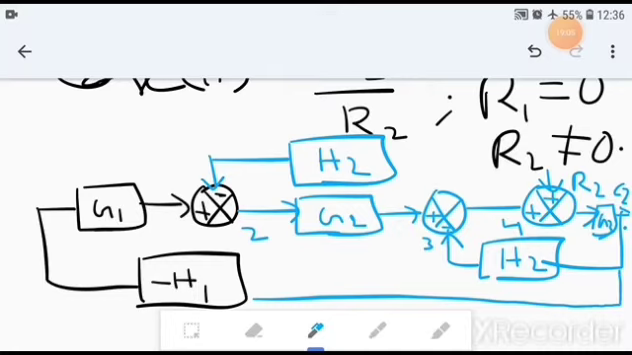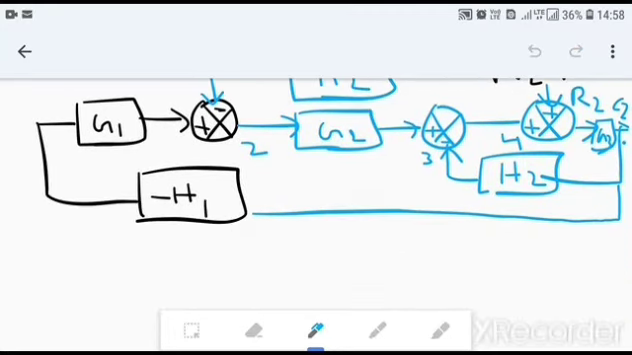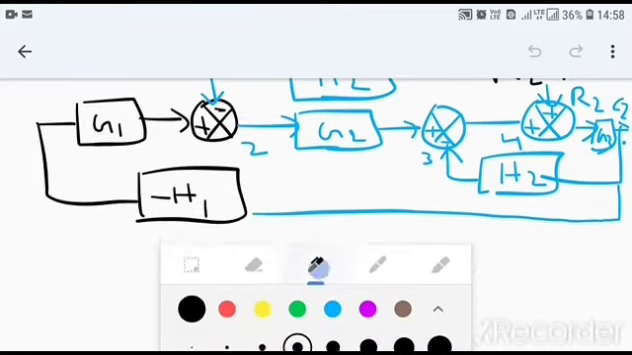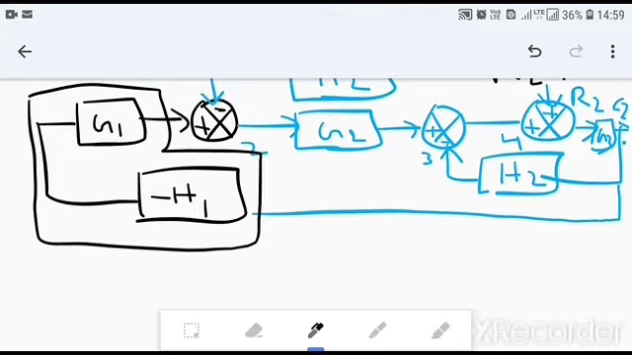Now we will be simplifying. Next we combine the blocks G1 and minus H1, which are in series, so we get the minus G1 H1 block. Then we shift the summing point of H2 before G2 and rearrange the branch points. So this will be step 1.